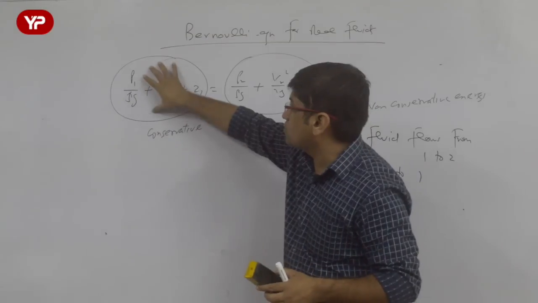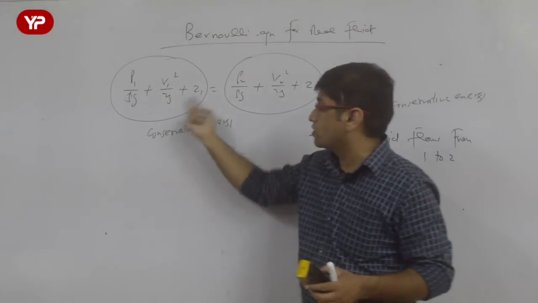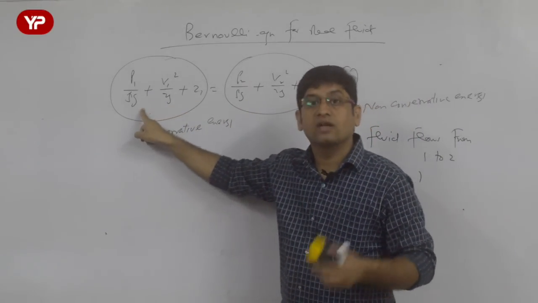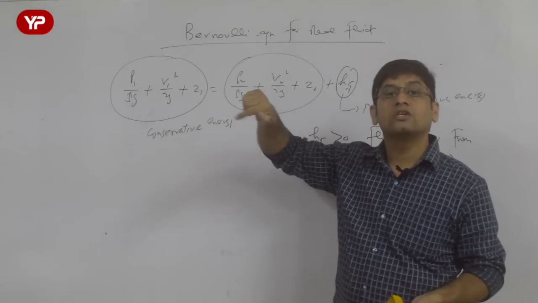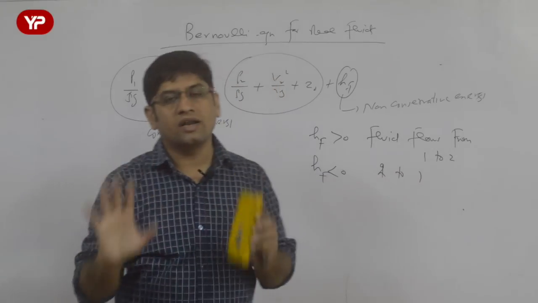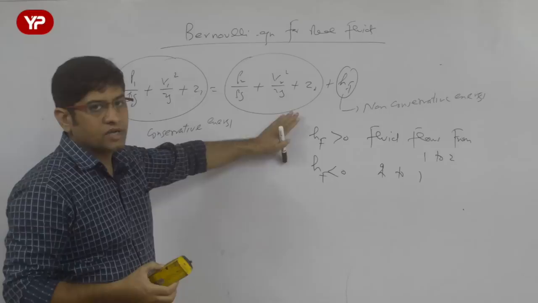If energy at section 1 is more than energy at section 2, this is going to be positive, and hence the direction of flow is 1 to 2. But if the energy at section 2 is more than the energy at section 1, the conservative energies, then the direction of flow is 2 to 1. That is the only parameter which is going to tell you the direction of flow.